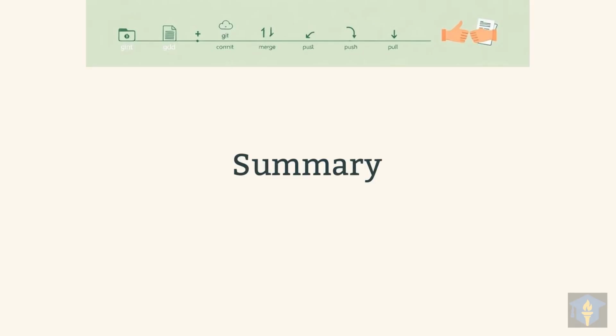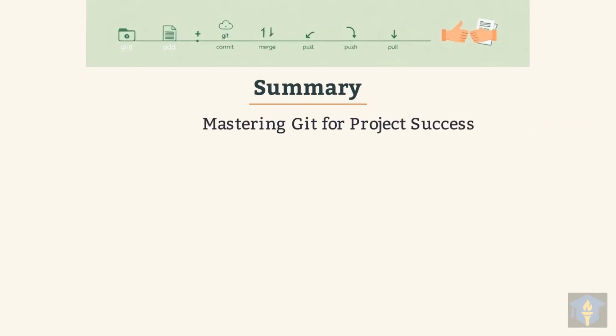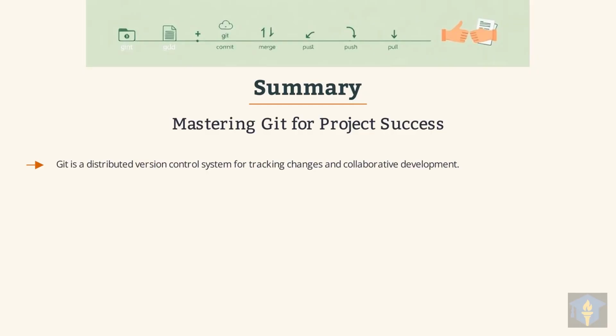Let's now summarize the key concepts we've covered in our session on Git and version control. Our goal has been to understand how mastering Git can significantly contribute to your project's overall success. Remember, Git is a powerful distributed version control system, essential for tracking changes and enabling collaborative development. To begin, you initialize repositories using git init or git clone to start version control for your projects.